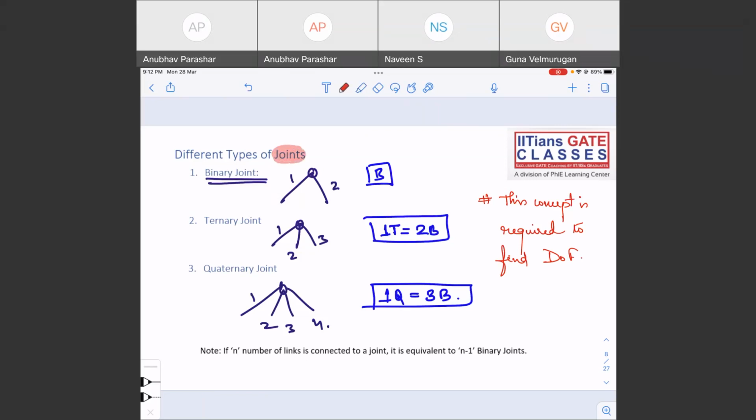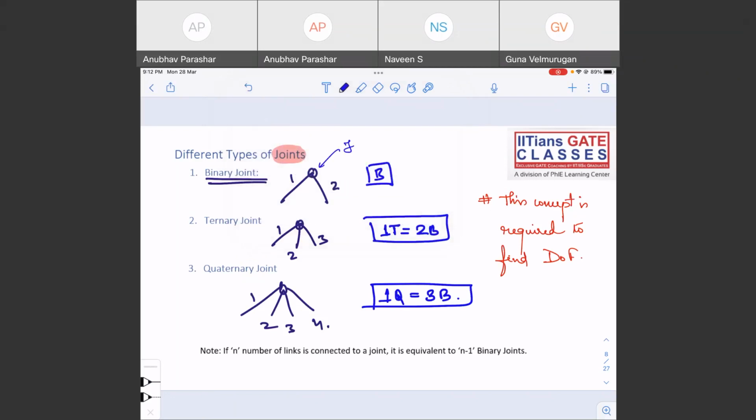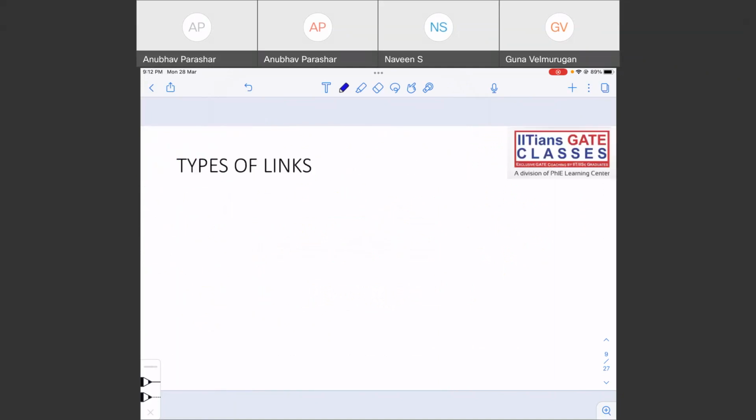This is a joint. This is a joint. This is a joint, right? Now, I can also talk about links. Links can also be classified like that. Binary link. What is a binary link? If the link has two connection points, meaning you can join two other links to that link, it is known as binary link.